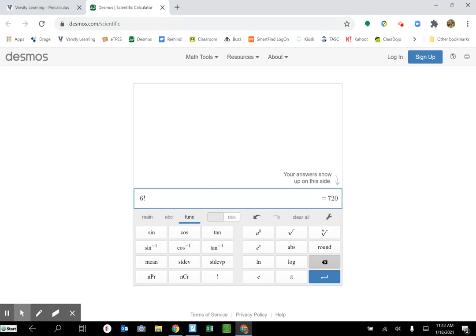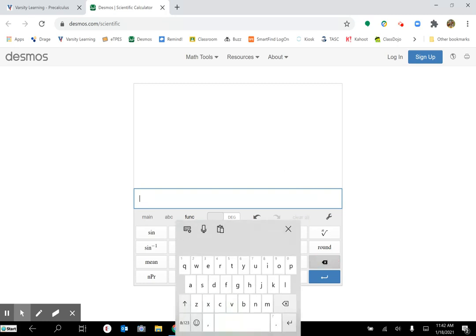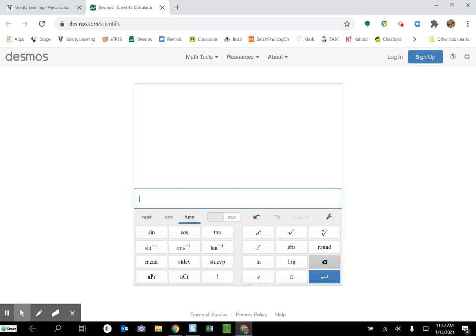Well, think about, let's do something smaller. I'll go backwards. A 3 factorial is just 3 times 2 times 1. Well, that's 3 times 2 is 6, times 1.